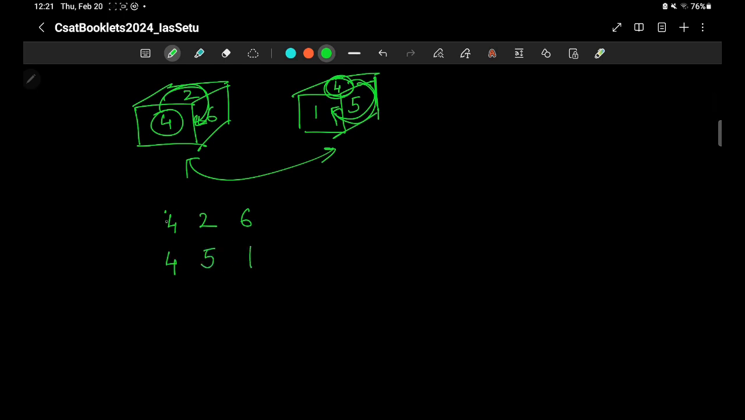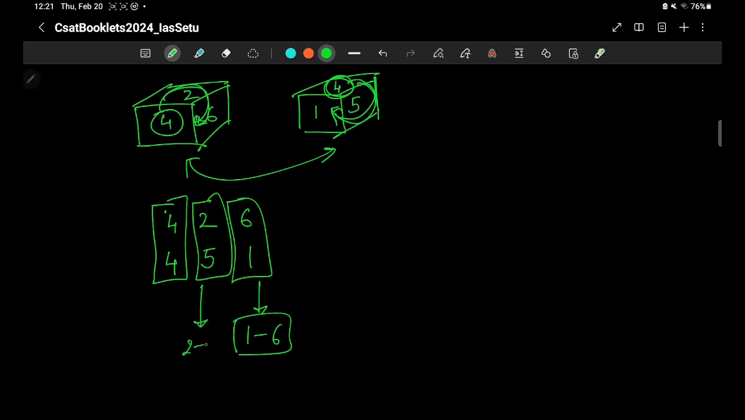Got it? Now you just have to pair the first one, then the second one, then the third one. So these are the opposite pairs: 1 and 6, and then 2 and 5. And then what is the remaining number? 1 is done, 2 is done. Where is 3? There is no 3 here. You just write 3 here.